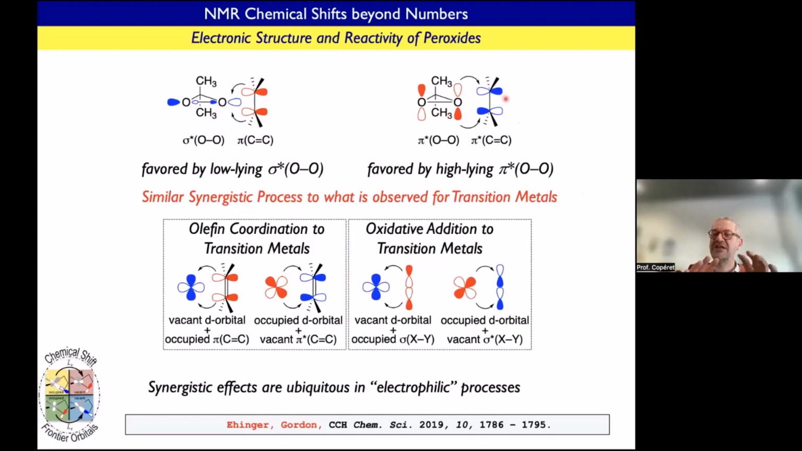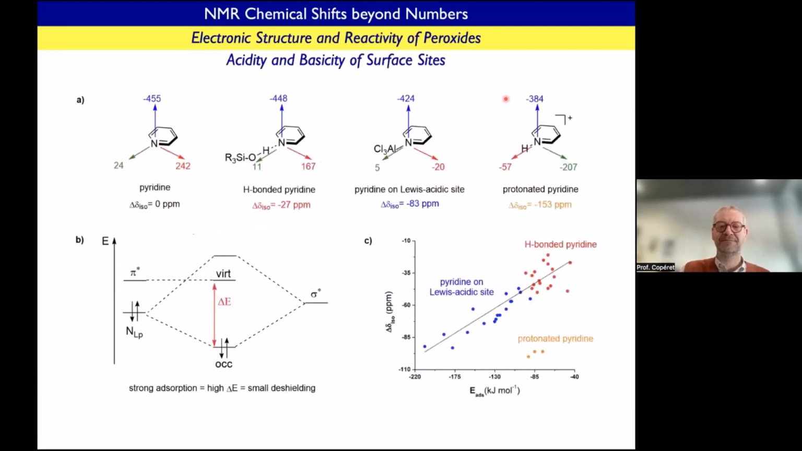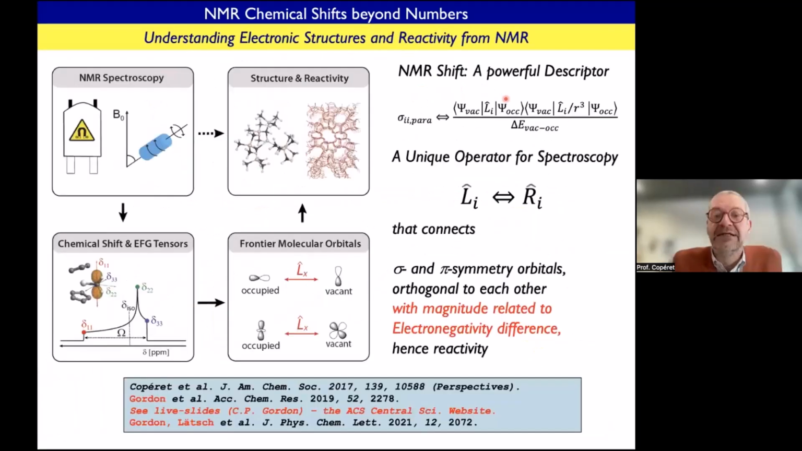So again, I've shown you that with this very simple approach to NMR spectroscopy, you can extract electronic structure and relate a chemical shift to reactivity, and it actually makes NMR chemical shift a very powerful descriptor of reactivity. I will skip that. So now my conclusion is as follows.